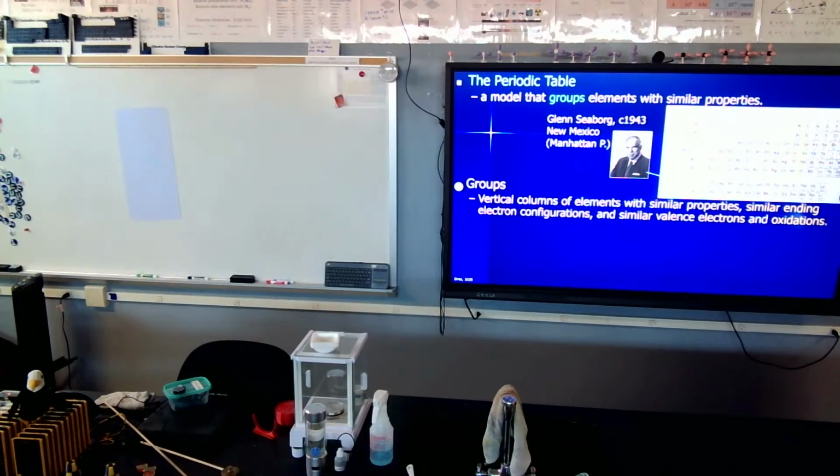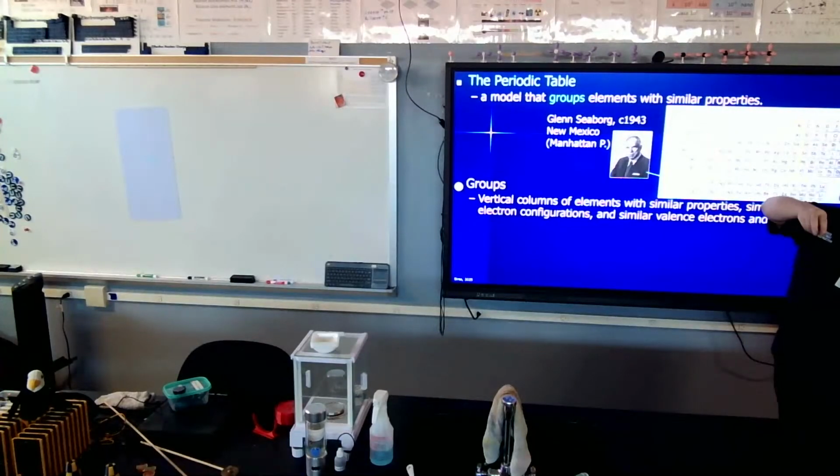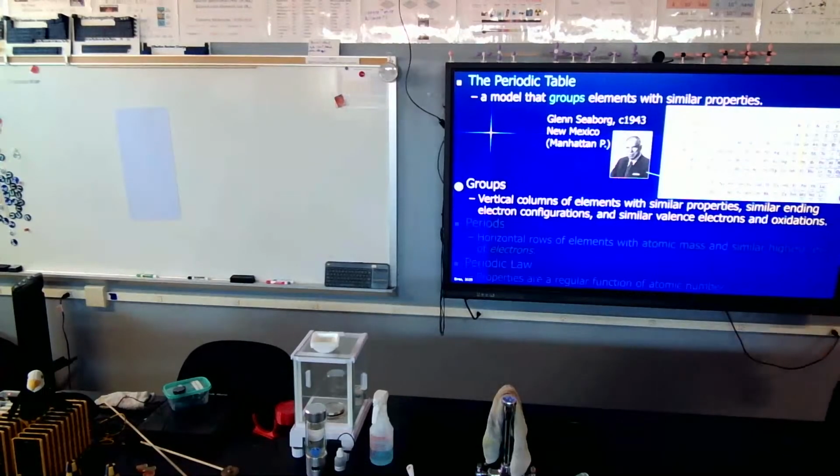And noble gases, they behave pretty much the same. If you put lithium in water, it's going to shh. If you put sodium in water, it's going to shh. If you put potassium in water, it's going to shh. They all react violently with water. So elements in the same group have similar properties, similar ending electron configurations, and similar valence electrons and oxidation. Basically, these last three things are exactly the same thing.